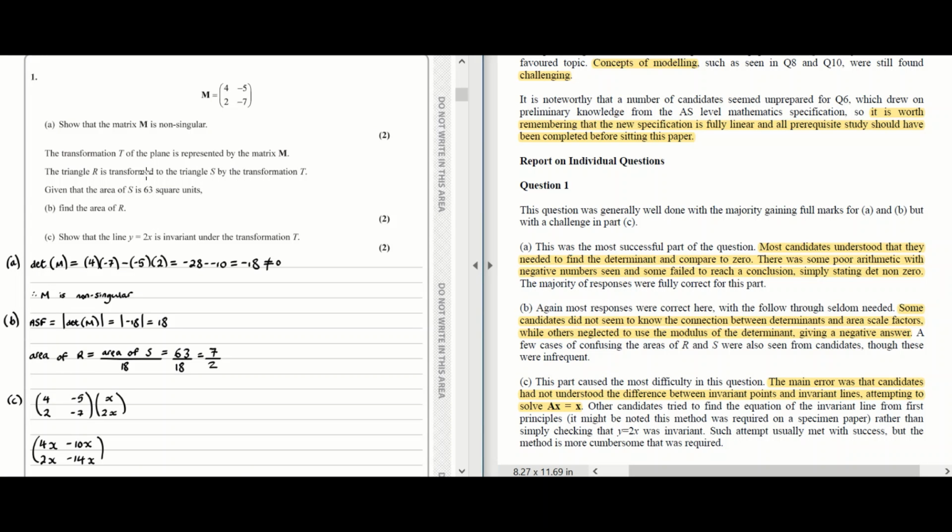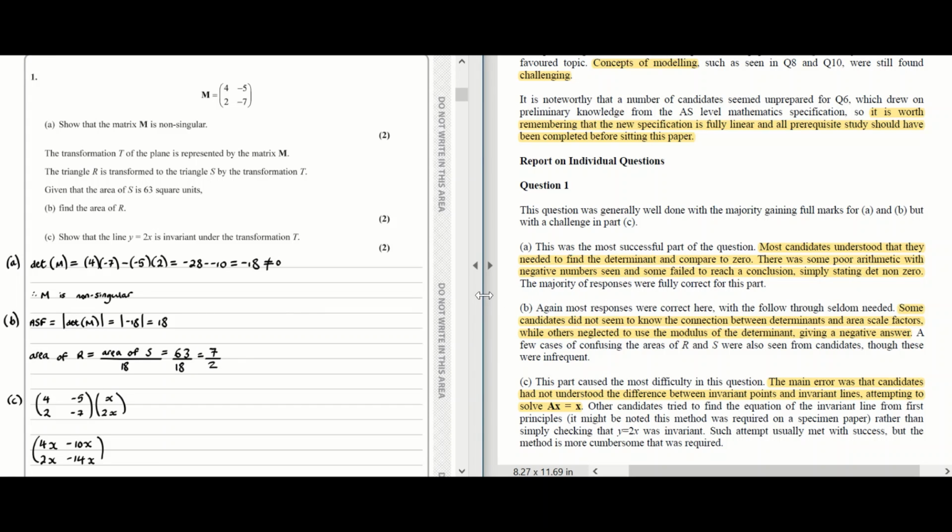Question 1 was concerning matrices. A lot of people found this question to be quite easy. A lot of people did well on this question. But in terms of part A, where we had to show that the matrix M was non-singular, most candidates fully understood what this meant. So what we mean by that is you had to basically compare the determinant to 0. If the determinant equals 0, then the matrix is singular. If it doesn't equal 0, like in our case, the matrix is non-singular. Make sure that you put your conclusion down as well.